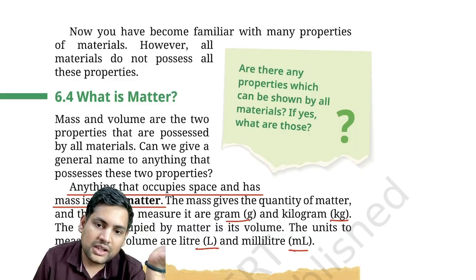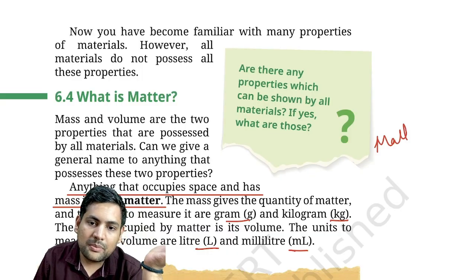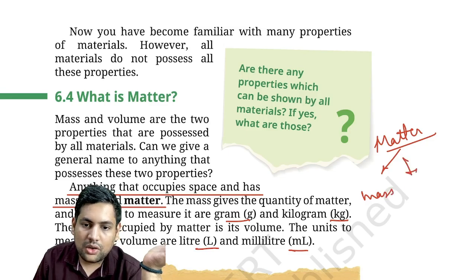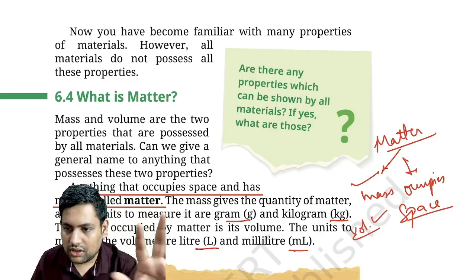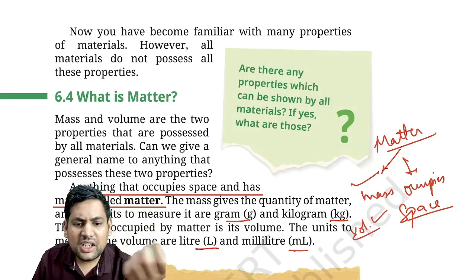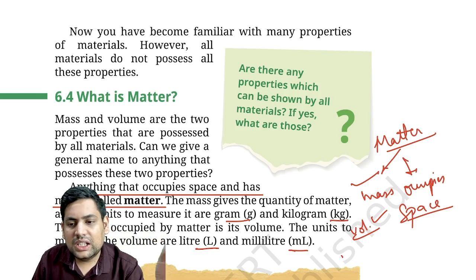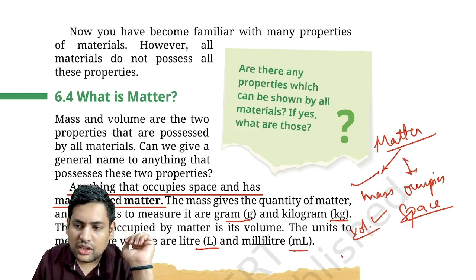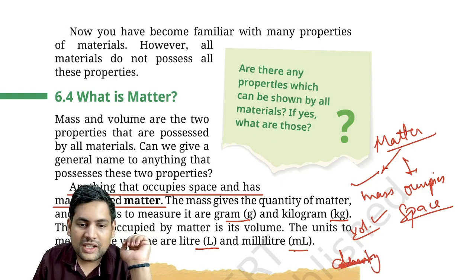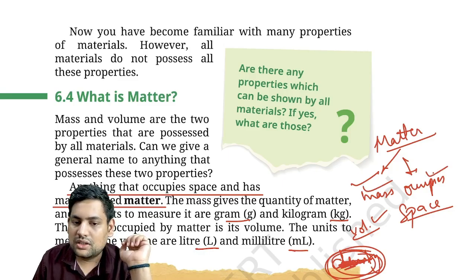Then it defines matter using these two properties. What is matter? Matter is something that has mass and that occupies space. In other words, which has mass and volume. This is matter. Now, you have many different units: gram, kilogram, all that are units of mass, and liter, milliliter, all these are units of volume. Correct? Matter is a combination of mass and space. Okay.